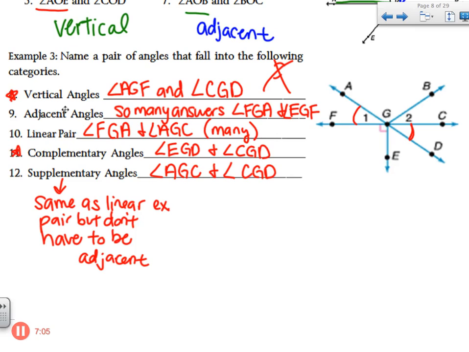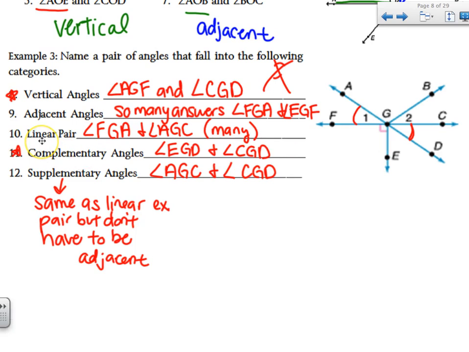Number 9, adjacent angles. There are a million answers because they're all touching. So if you wanted to say this angle right here and this angle, be great. You could say this angle and this angle, this angle and this angle. So basically every single thing is touching.